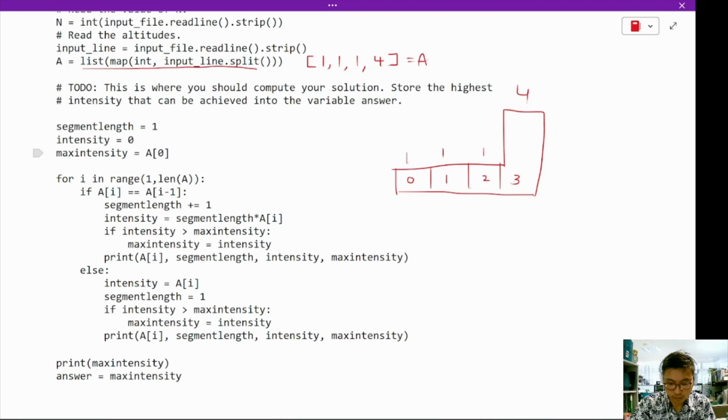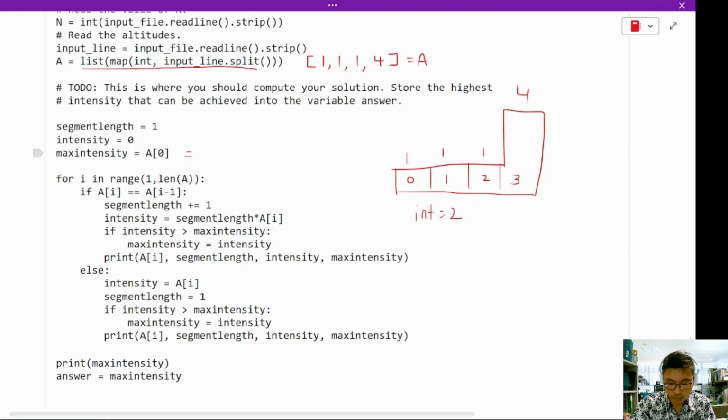But what is the maximum intensity? Why don't we set the maximum intensity to the first element in the list? In this case, the maximum intensity will be 1. Now this has an intensity equal to 2, so now it will replace 1.